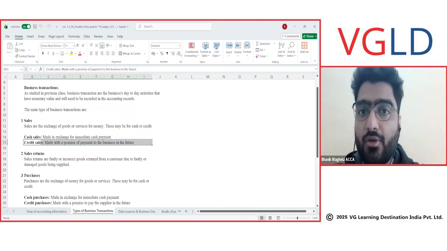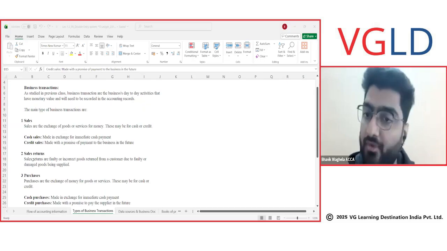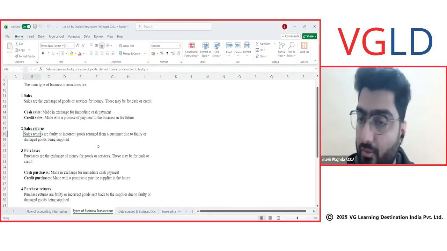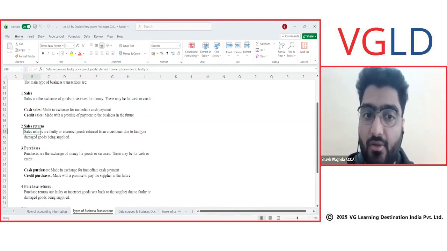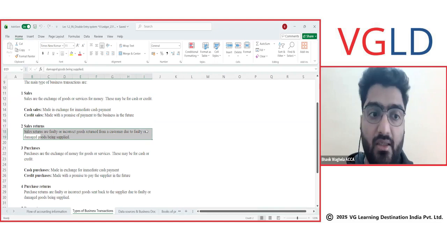Now, let us say I sold certain goods to Manya, of which 10 were faulty. Will Manya keep those goods with her or will she return them to me? Return. This is known as sales return from my standpoint. Any faulty goods returned by the buyer to the seller are known as sales return. Sales returns are faulty or incorrect goods returned from a customer due to faulty or damaged goods being supplied.